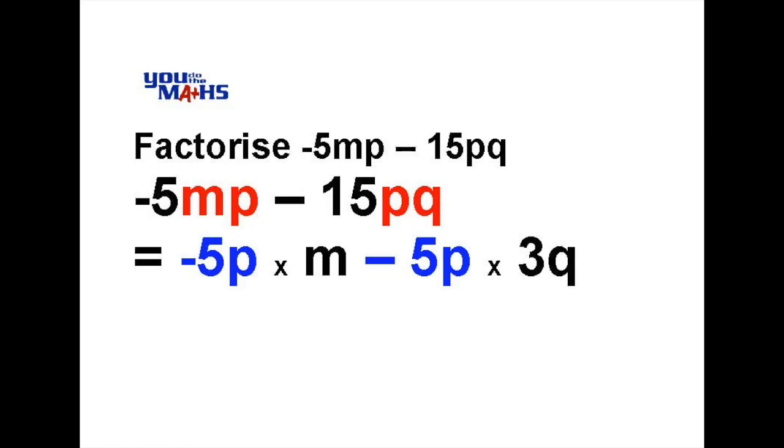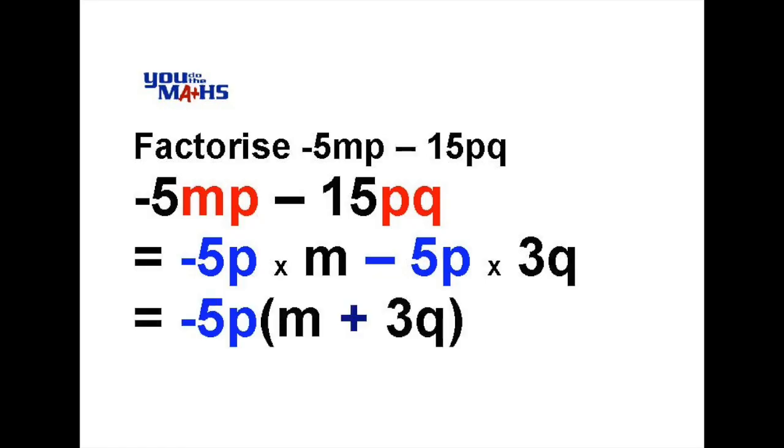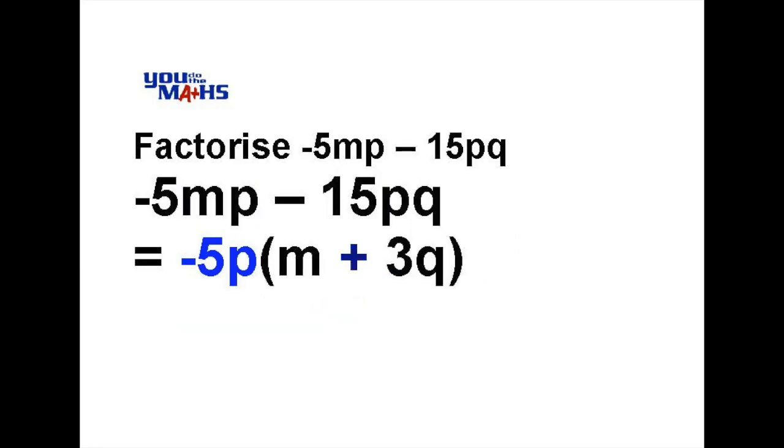We can also see in blue that negative 5P is a common factor, so we take that out the front and leave the M and the 3Q in brackets, but notice there's a plus now in the brackets. We need to have that so that when we multiply negative 5P by 3Q, we end up with negative 15PQ. So always check the sign of what's inside the brackets when factorising, particularly factorising with negative numbers. Now we can write our solution in one line, so this would have been a sufficient solution when factorising.